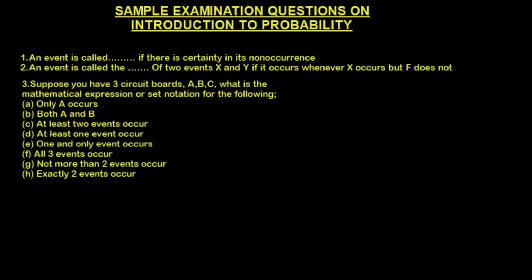In this video, we are going to solve some sample examination questions on Introduction to Probability. The questions are categorized into two parts, which we have 1 to 3 as the first part, and the second part we'll look at before this video ends. The questions in the first part are under the early stage of Introduction to Probability, which falls under set theory, laws of probability, properties and definitions of probability.